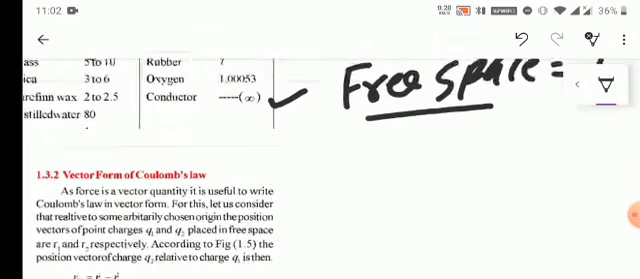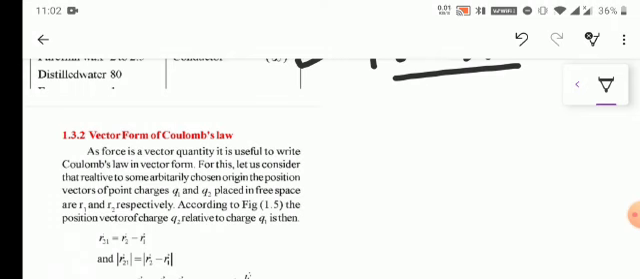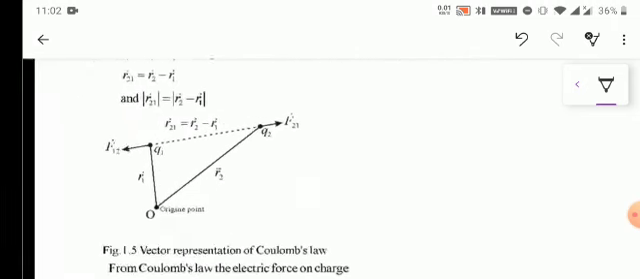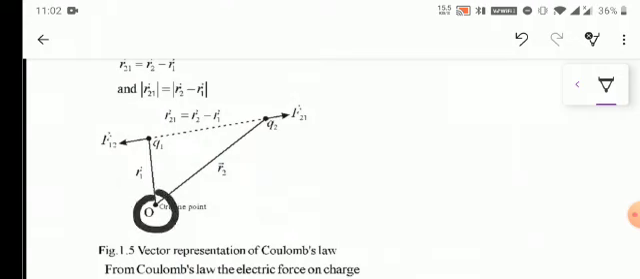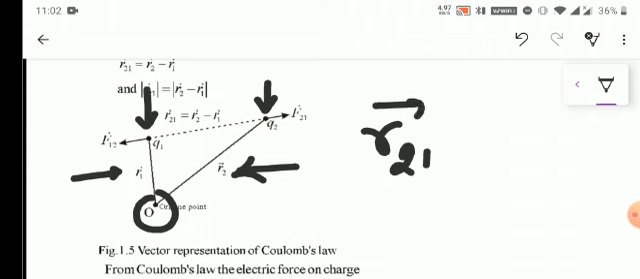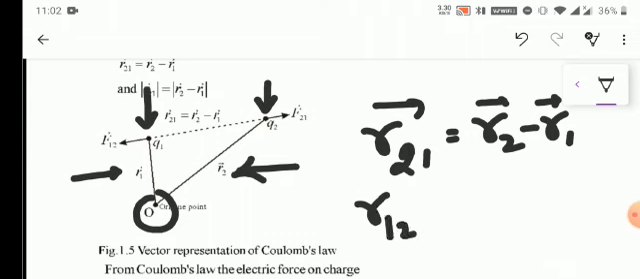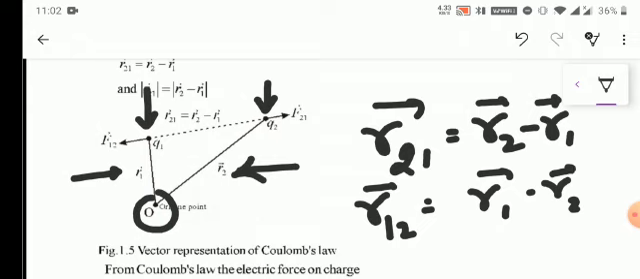Now let's move forward and discuss the vector form of Coulomb's law. Take an origin point and two position vectors, vector r2 for the position of charge q2 and vector r1 for the position of charge q1. The resultant is r21 equal to r2 minus r1, and you can also write r12 equal to vector r1 minus vector r2. The forces between the two charges are repulsive, like f21 in this direction and f12 in this direction.